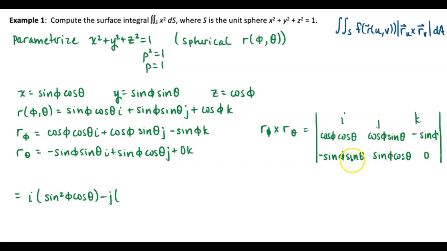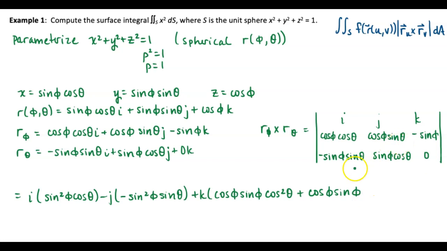Again, this will be 0. This will be minus a negative times a negative, so just minus sine of phi squared, sine of theta, plus k, and then our k term is going to be cosine phi, sine of phi, cosine of theta squared, minus a negative, so plus cosine phi, sine of phi, sine of theta squared. And I've already included that k.